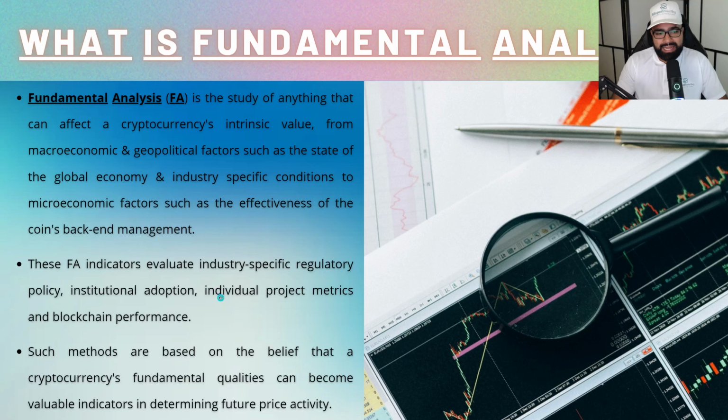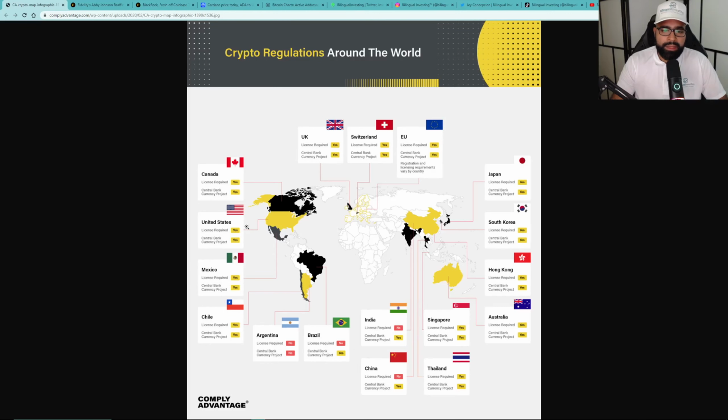So let's go ahead and actually analyze those fundamental analysis indicators. Let's start with the regulatory one. Here we have crypto regulations around the world. Just some examples: some countries like the United States, Canada, most first world countries, require licensing, central bank currency projects. Some of them even require registration and licensing. Their requirements vary by country, so the ones that are clear here, they're unregulated. Like Argentina, for example, they don't require licensing, things of that nature. But some of these are completely unregulated.